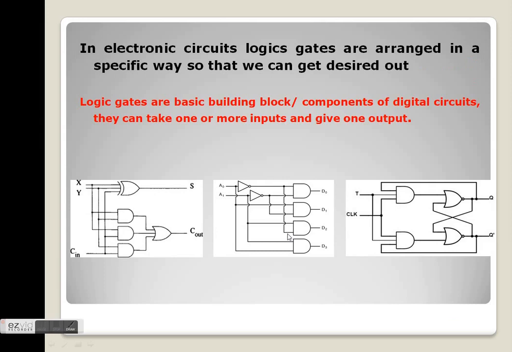Students, in the previous lectures we have learned the basic concepts of digital electronics, where we learned that logic gates are the basic building blocks of digital circuits. And we have learned that logic gates can take one or more inputs and give one output. In electronic circuits we combine or arrange the logic gates in a specific way so that we can get a desired output. A few examples of digital circuits are visible on your screen.